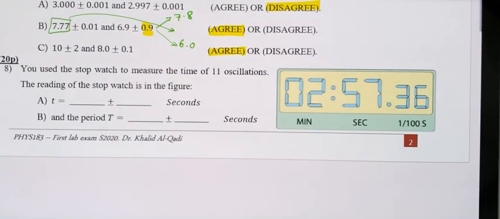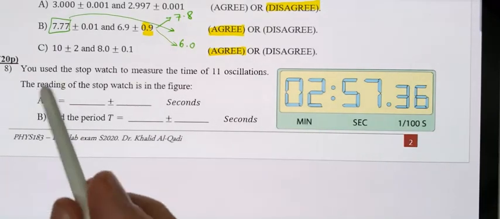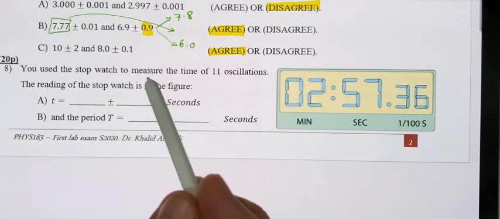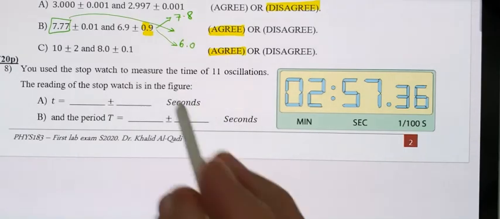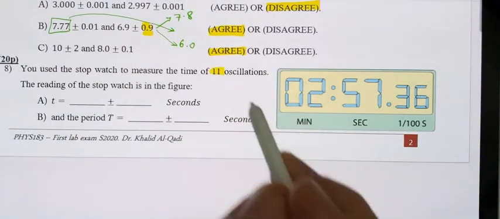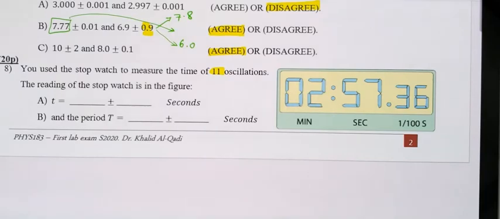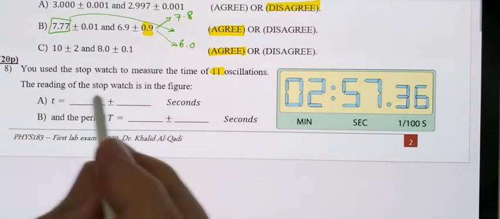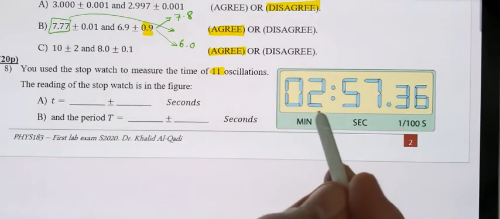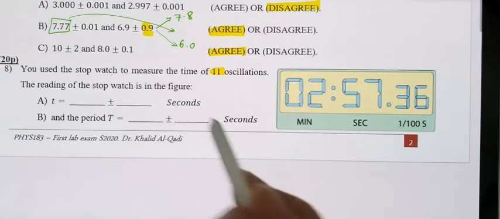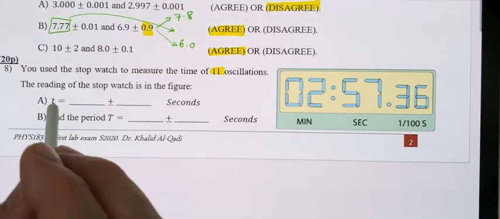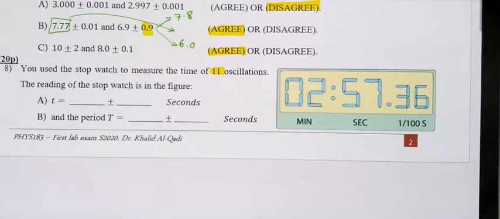The last question in this exam. You used the stopwatch to measure the time for 11 oscillations. Not 10, not 5, 11. The reading of the stopwatch in the figure is given. So he is asking, what's the total time? What's the time of this reading?